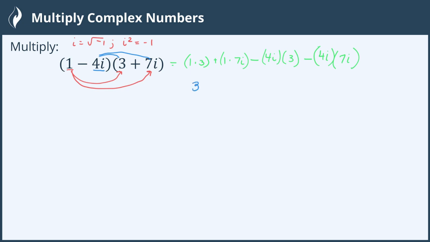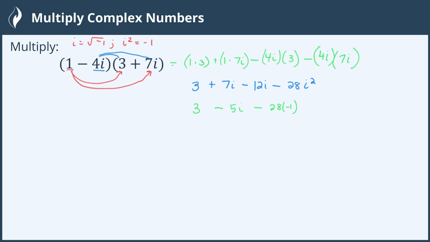1 times 3 is 3, plus 1 times 7i is 7i, minus 4i times 3 is 12i, and then a minus 4i times 7i is 28, and we have 2 i's, so it's i squared. Okay, now we're going to do some combining of like terms here. Okay, 3 is the same. That one doesn't change. But 7i minus 12i gives me a negative 5i. And then a minus 28, and I'm converting that i squared to a -1.